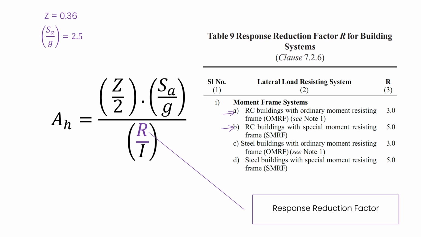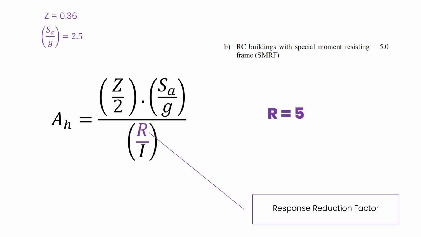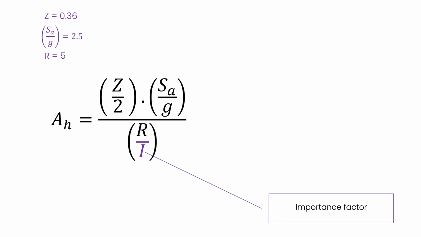The key to this puzzle is finding a small note on the IS 1893, which conveniently says that RC, that is reinforced concrete, and steel structures in the seismic zone 3, 4 and 5 shall be designed to be ductile. Now ductile detailing comes as special moment resisting frames. So all in all, we are dealing with special moment resisting frames, giving us a response reduction value of 5 because we were lying in the zone 5. So we have our third part of the equation.